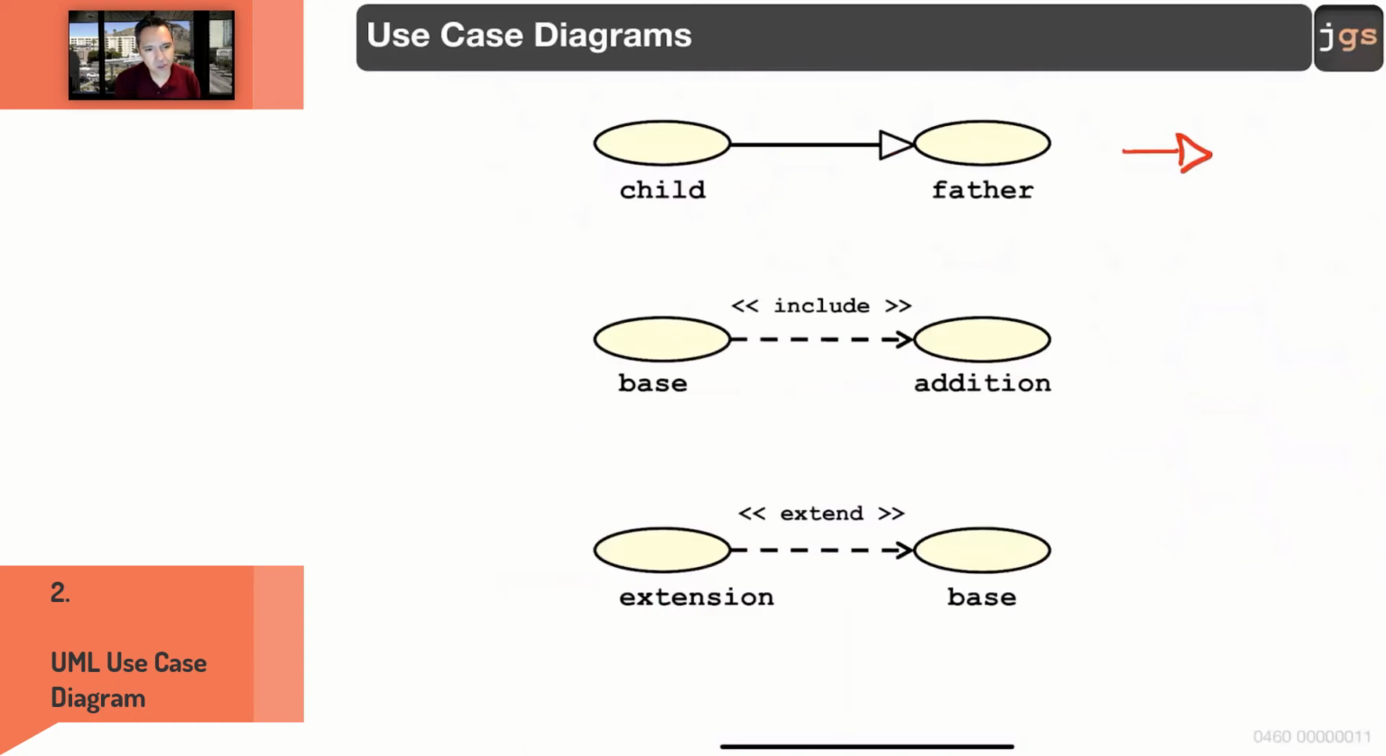You can only do inheritance between ovals. So the father is a requirement, the child is going to be a requirement. You can also do inheritance between users. You can have one actor, and that actor can have inheritance with another actor. Hopefully you agree with me.